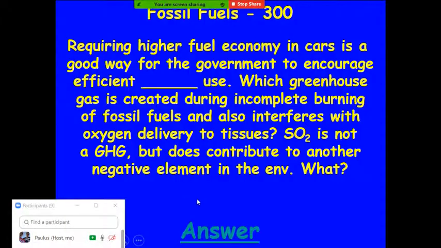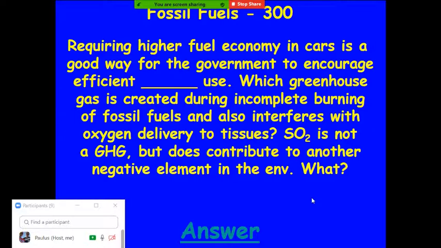Here we go. Requiring higher fuel economy in cars is a good way for the government to encourage efficient blank use. Which greenhouse gas is created during incomplete burning of fossil fuels and also interferes with oxygen delivery to tissues? That sounds very familiar. I think that was a warm-up question. You guys don't forget, look at all your warm-up questions all the way back to when we started talking about energy, because I do use warm-up questions on the test from time to time.